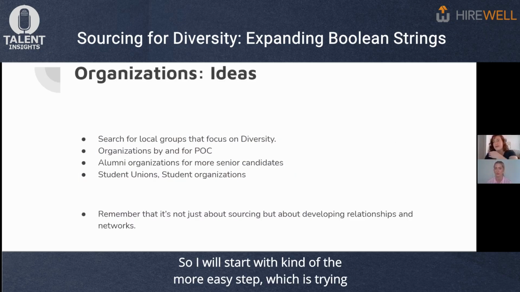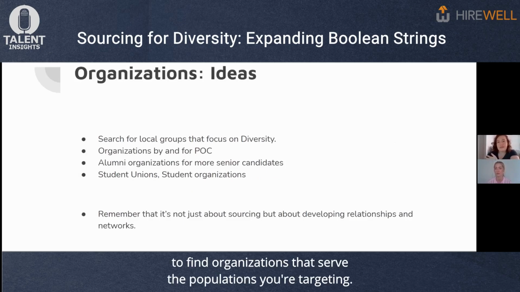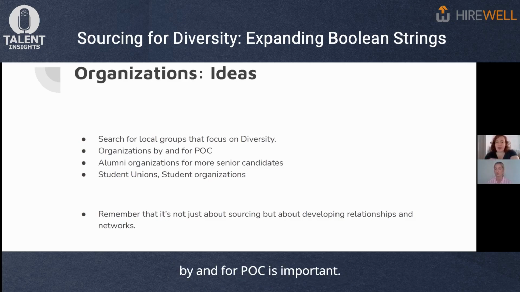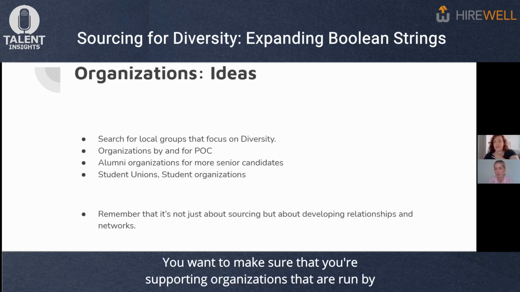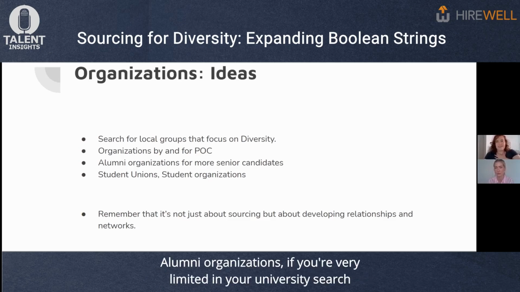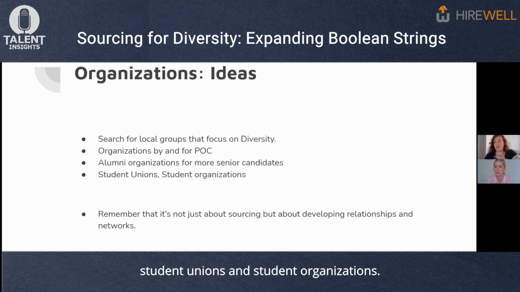So I will start with the easier step, which is trying to find organizations that serve the populations you're targeting. So search for local groups that focus on diversity. Organizations by and for POC is important. The by part is important. You want to make sure that you're supporting organizations that are run by the population that you want to support. Alumni organizations, if you're very limited in your university search, student unions and student organizations.